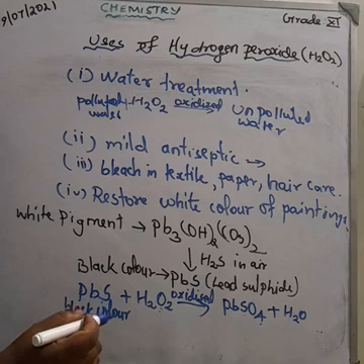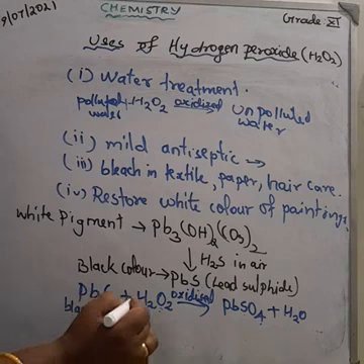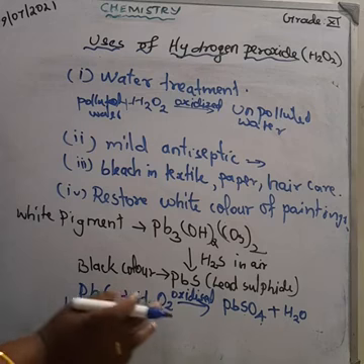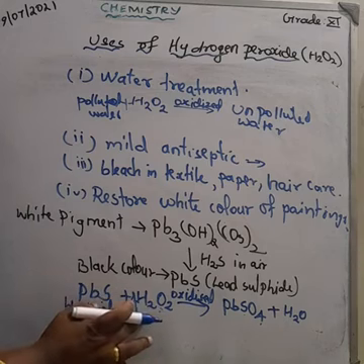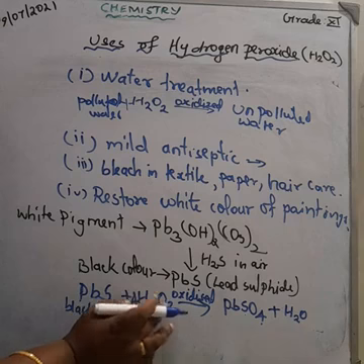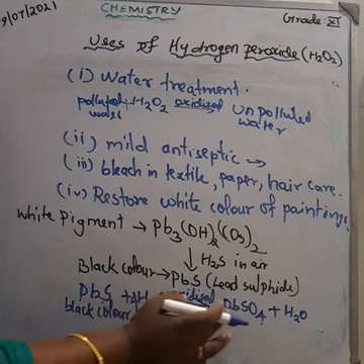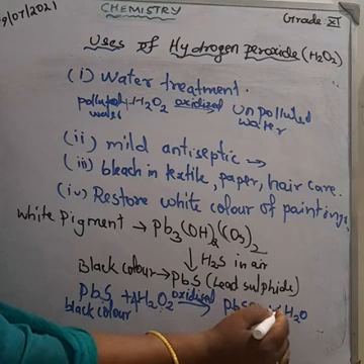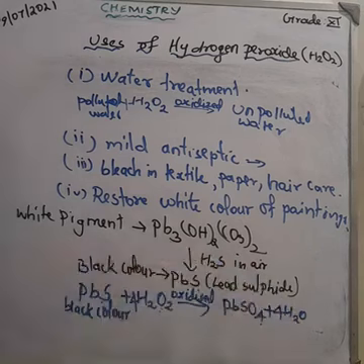So we have to make it 4, because we have to balance the hydrogen also. Four means 4 oxygen plus 4 oxygen, 8 oxygen. Here also 4 into 2, 8 oxygen. Hydrogen is also balanced: 4 twos are 8, and here also 4 twos are 8 hydrogen.